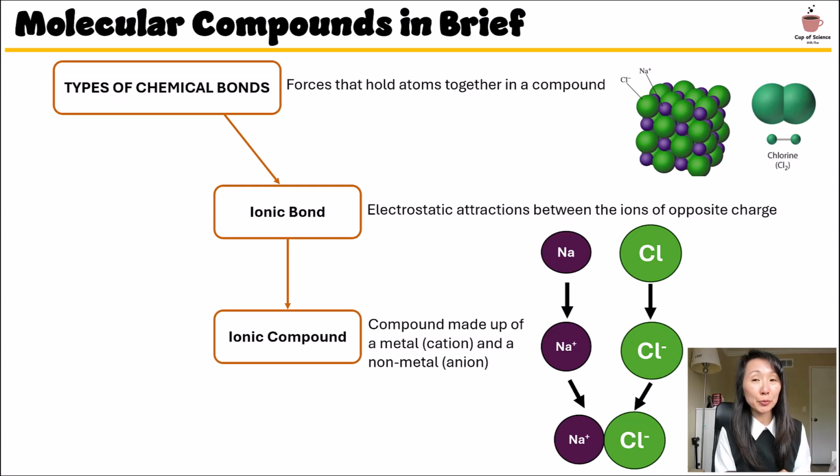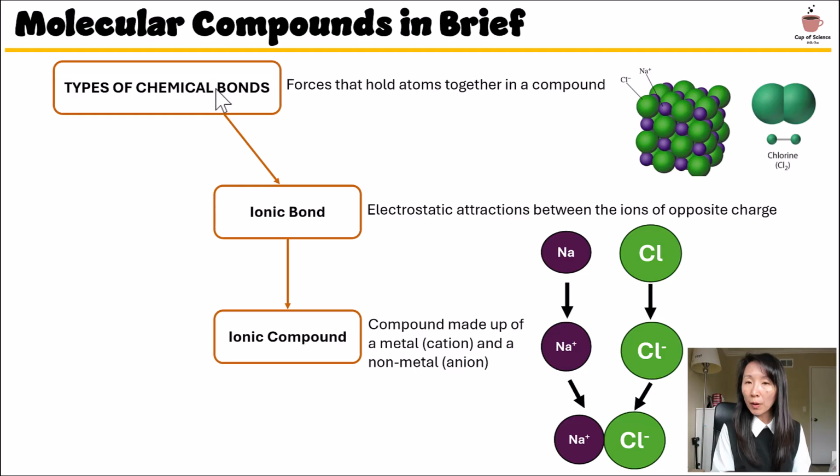We're going to cover briefly molecular compounds. Before I go on, because we went over ionic compounds first, let's do a quick review and compare the ionic compounds with molecular compounds. In chemistry, there are two chemical bonds. One is an ionic bond and the other one is a covalent bond, which we'll discuss in a moment.